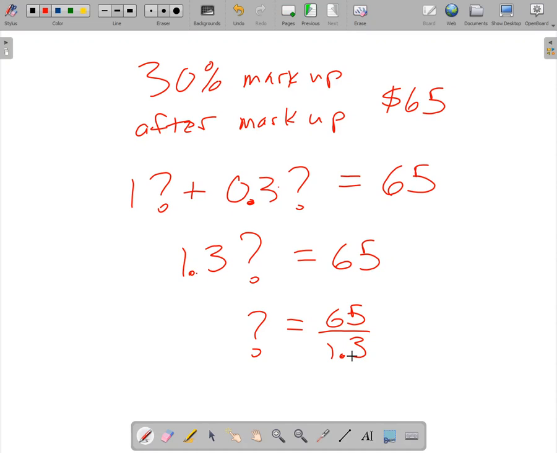But the 1 represents what? 100%, the original amount. And it turns out for a lot of these problems, you really can't do them without thinking about the original amount as 100%. It comes up even if you try not to think about it.